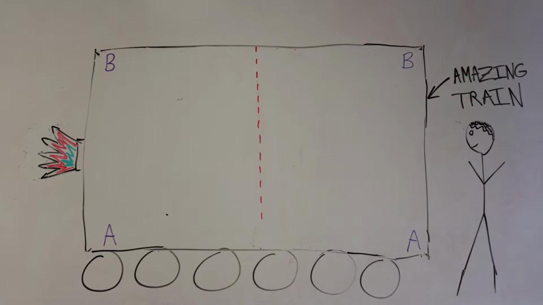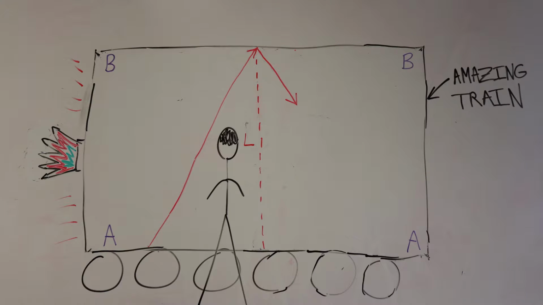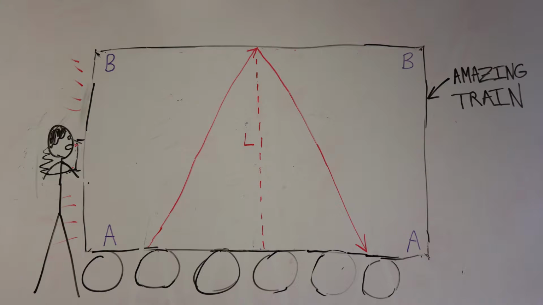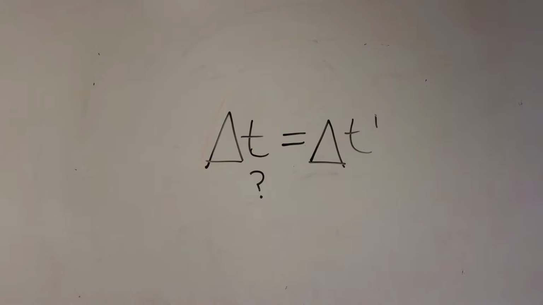In contrast, a stationary observer outside the train looking at the beam of light would see the light move diagonally, traveling a greater distance. However, according to the second postulate of special relativity, the speed of light is constant. This must mean that the time taken for the light to travel from point A to B was different aboard the train than it was from the point of view of the stationary observer.